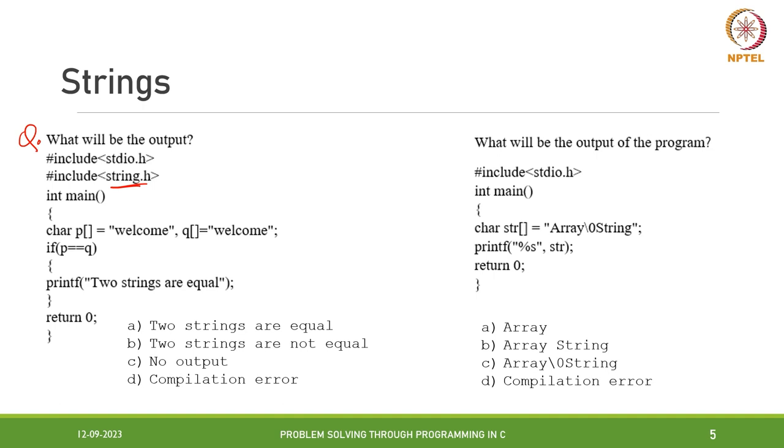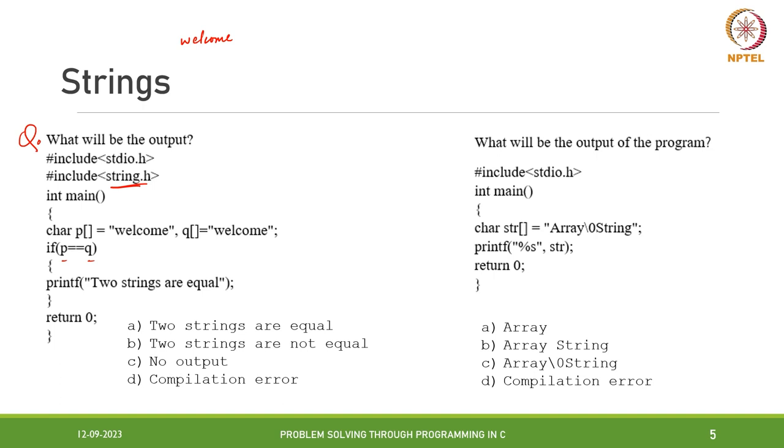Why compilation error? Because strcmp is not used. Okay, but when you are trying to compare p and q, what are p and q? That is the question here. What exactly are p and q? They are the address. Address of what? Address of the first element of the array. Yes, address of the first element of the string.